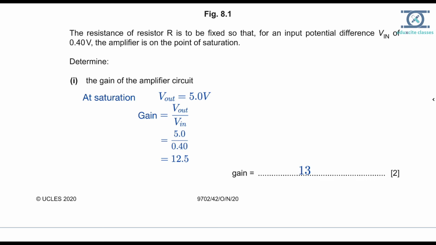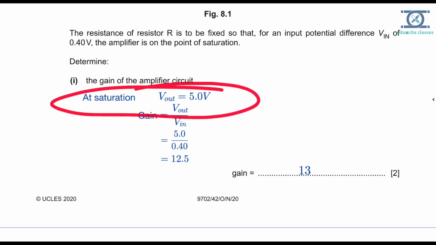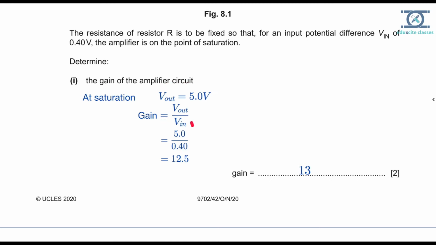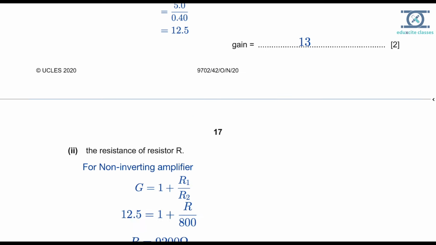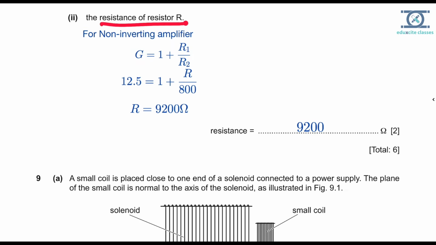So we know that V out will be 5 volt in case of saturation. The gain formula is V out upon V in. So the gain is 5 upon 0.4, which is 12.5, rounding off to significant figures. So 1 mark for considering V out as 5 volt and 1 mark for finding the gain. Now find the resistance R.